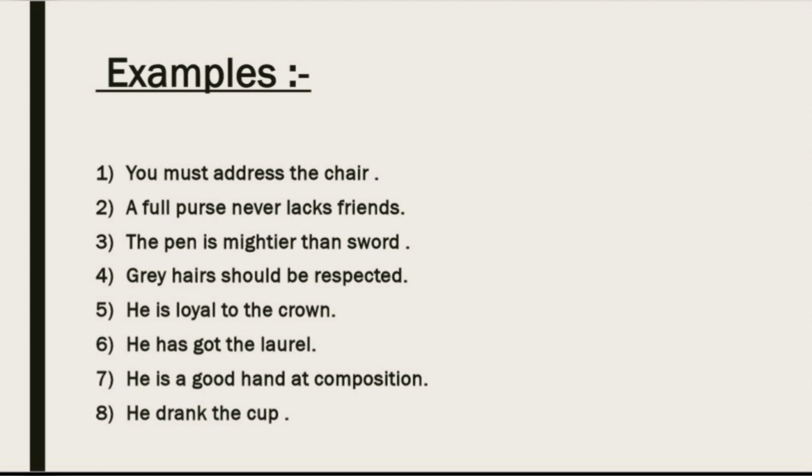The next one is: he has got a laurel. So here what does laurel mean? Laurel means success. So he has got success. The next example is: he is a good hand at composition. He is a good hand at composition means he writes very well. So good hand means a person who writes very well, who has a good literary sense. The next example is: he drank the cup. It does not mean that he drank the cup. How can a person drink a cup? It means that he drank the contents of the cup.